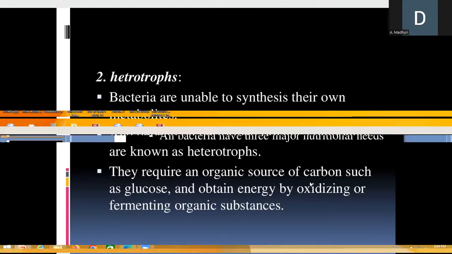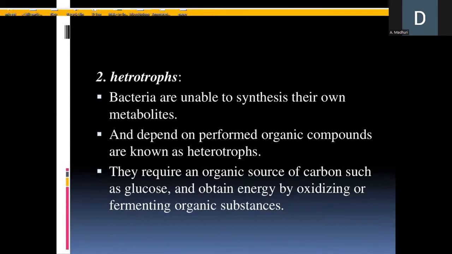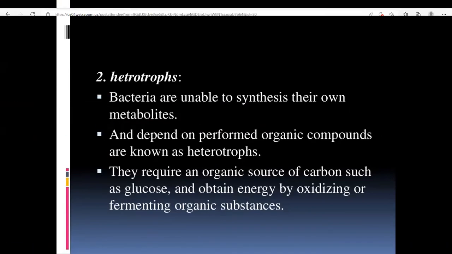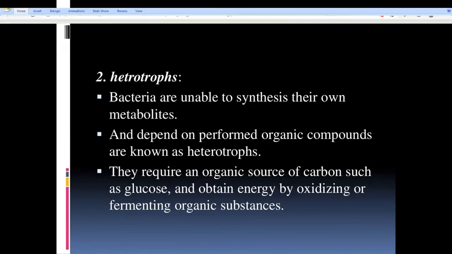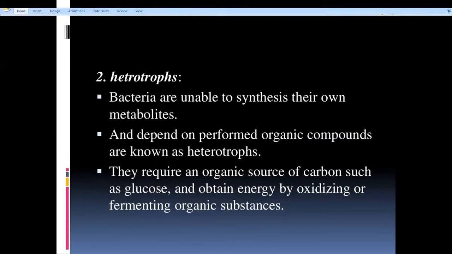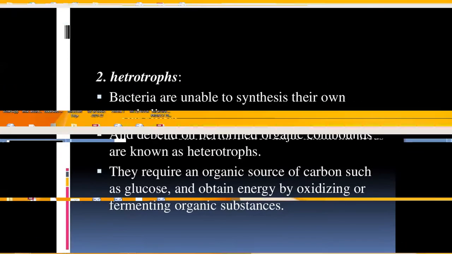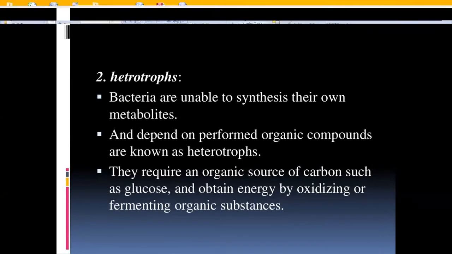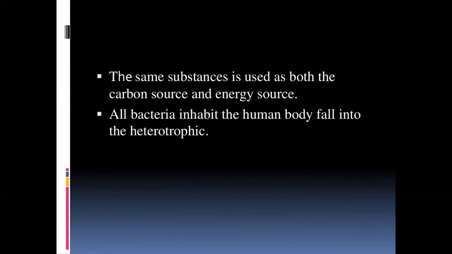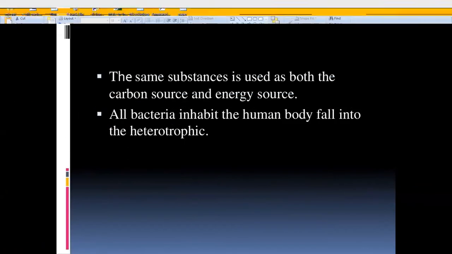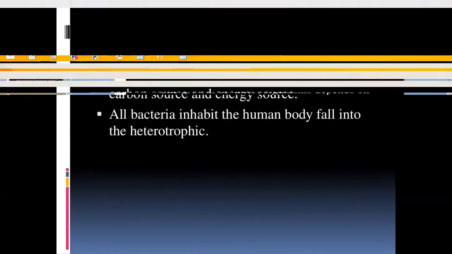Next. Heterotrophs. Hetero means these are not autotrophs. These are depending on others for their nutrition. Heterotrophs means they are depending on others for their nutrition because they are not able to synthesize their own food, and they require carbon sources, energy sources, nitrogen sources, everything they have to be provided with. The same substance is used as both the carbon source and energy source. All bacteria that inhabit the human body fall into the heterotroph category.